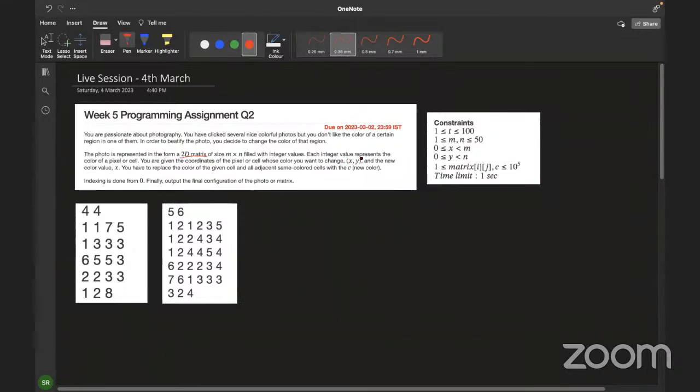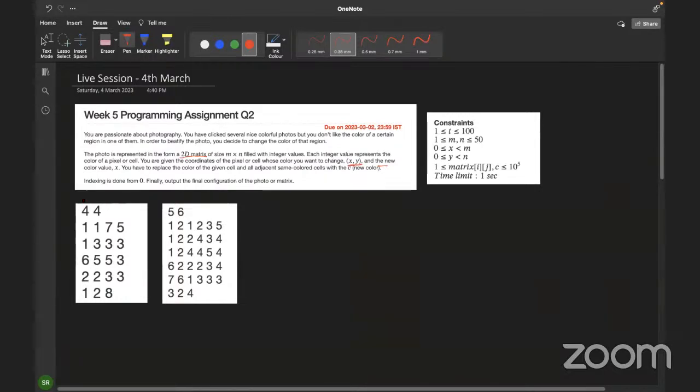And now the main question is that you will be given the coordinates of the pixel or the cell x comma y and a new color value. What you have to do is change the color of the given cell and all the adjacent same color cells with the new color. So let's just take this question through an example.